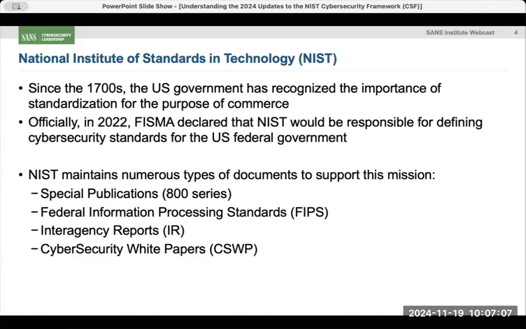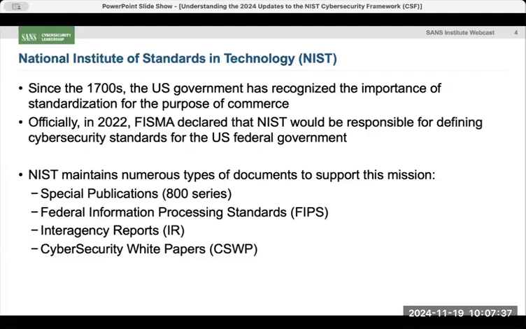Now it's funny, I'm looking at my slide and I see that I have a typo on this. It wasn't officially in 2022, it was officially in 2002. So please forgive me, and I'll fix that before we post this online. But officially in 2002, thank you for your awareness there, FISMA declared that NIST would be responsible for defining cybersecurity standards in addition to all these other things we're talking about. So they basically got an extra mandate.